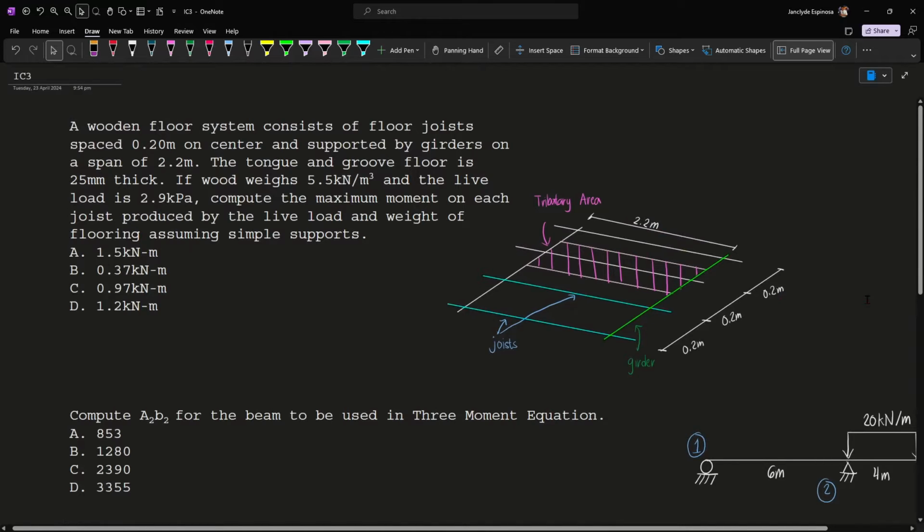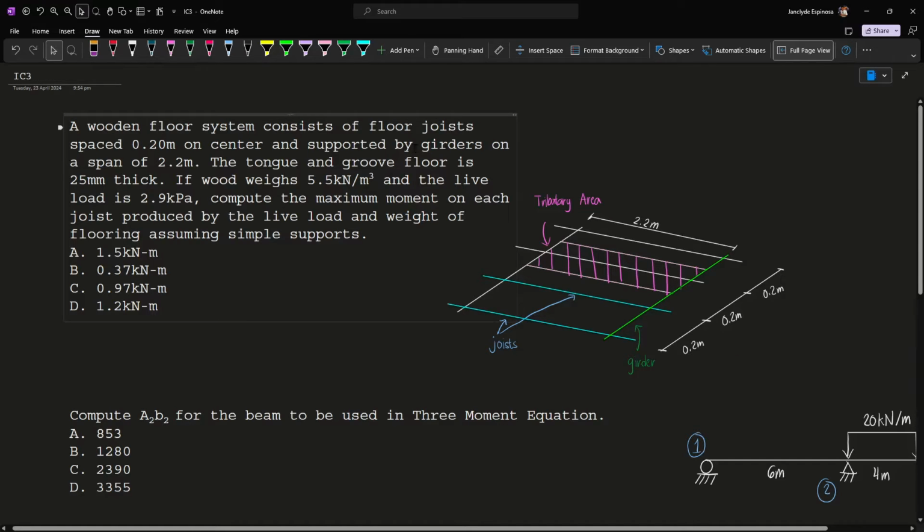Sa video natin ngayon, I will discuss some of the problems that most students found difficult kanina. Now for the first one, we have the wooden floor system which consists of floor joists. Itong mga naka-blue, ito yung joists or simply yung beams natin. And the new spacing is 0.2 meters on centers. This is the spacing. This is the first joist and then ito yung second joist. Yung distance between the two, that's 0.2 meters.